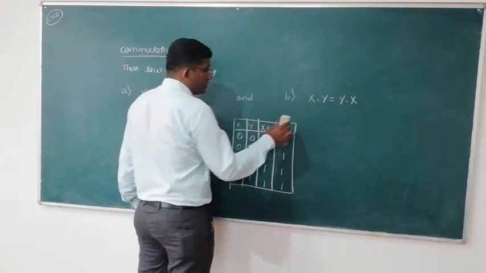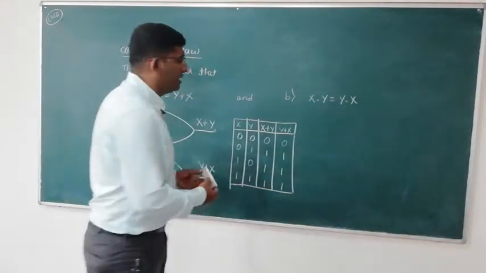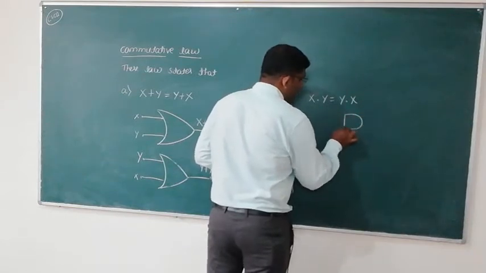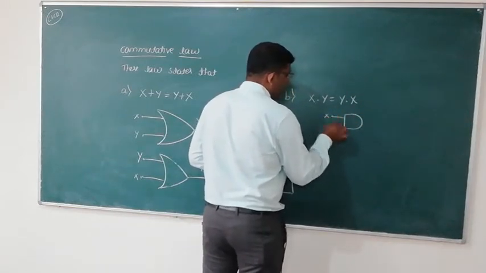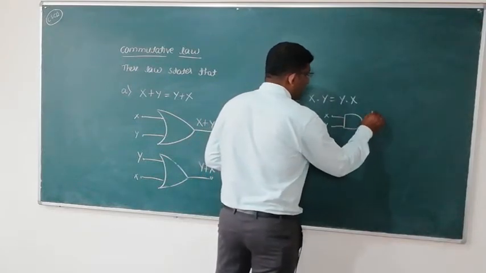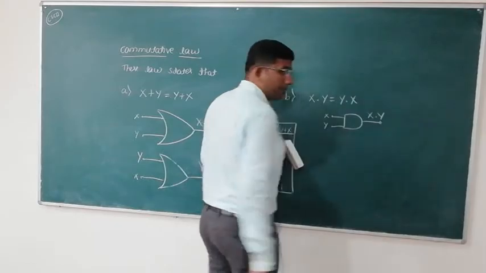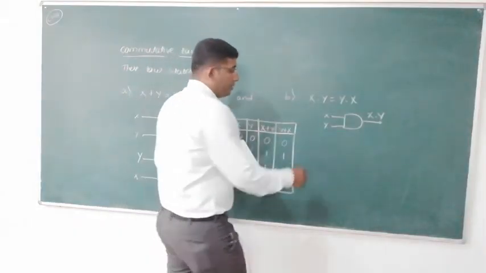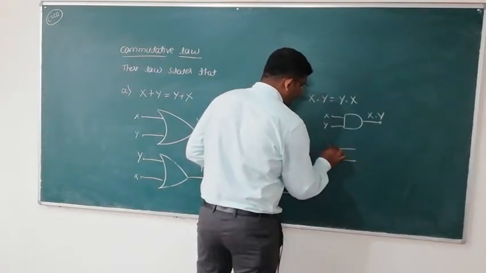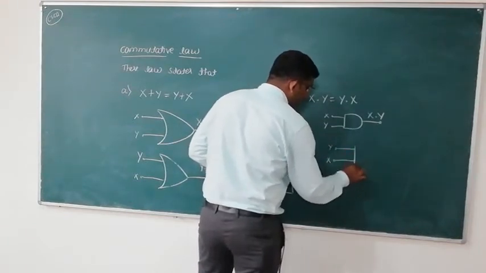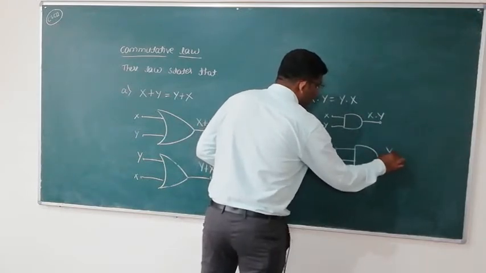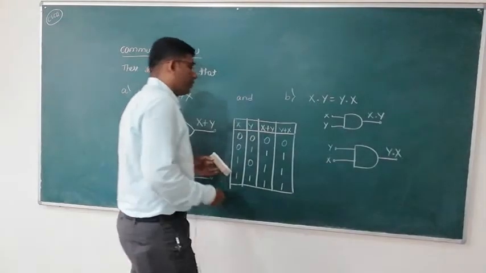For the AND operation, I am going to consider two AND gates. In the first AND gate, the first input will be x and the second input will be y, and the output is x dot y. If I consider the first input as y and the second input as x, the output of this one is y dot x.